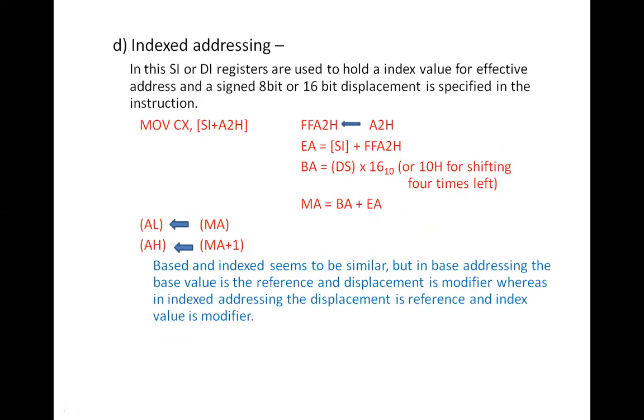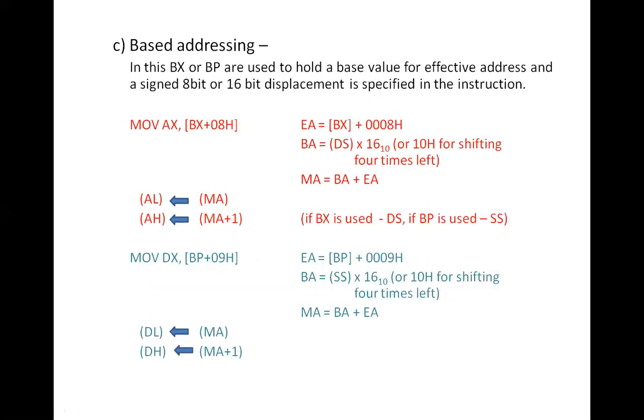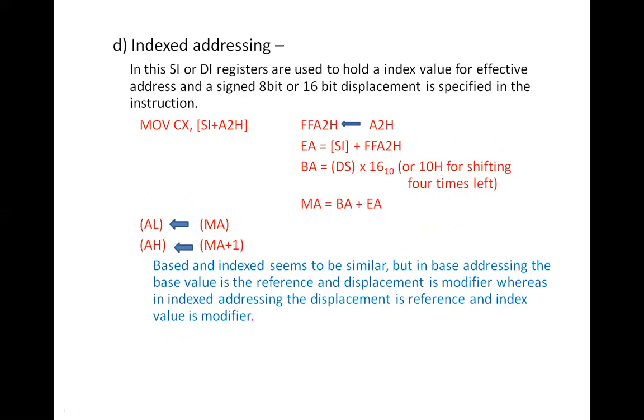Then we have indexed addressing. In based addressing, we use BX or BP. In case of indexed addressing, we use the source index register or destination index register to hold the index value for the effective address. Along with that, a signed 8-bit or 16-bit displacement is specified within the instruction.